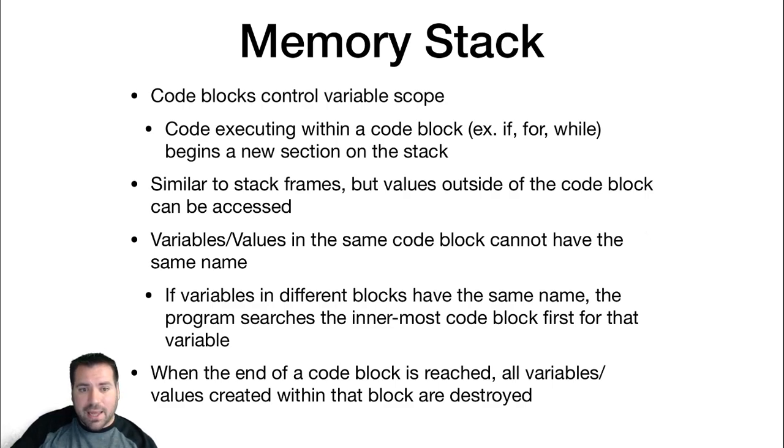So for example, we can have variables and values with the same name both in and outside of the code block, but in a single block we cannot have variables or values with the same name. So if we have a variable with the same name in and outside a code block, the interpreter will first look inside that block for a variable with that name. If it doesn't find one, it'll continue its search outside of that block, but always within the same stack frame.